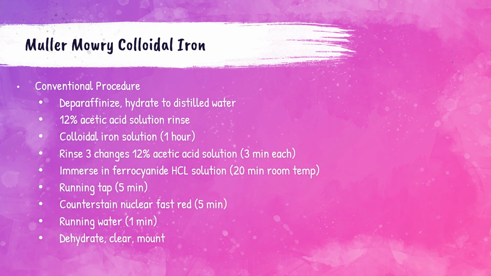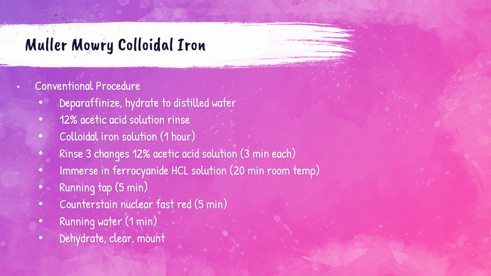For the Muller-Maury colloidal iron stain, there is a conventional procedure and a microwave procedure. The conventional procedure is as follows. You want to deparaffinize the tissue and hydrate to distilled water. It needs a brief 12% acetic acid solution rinse and then is placed in a colloidal iron solution for 1 hour. After that, it needs to be rinsed in 3 changes of 12% acetic acid solution at 3 minutes each.